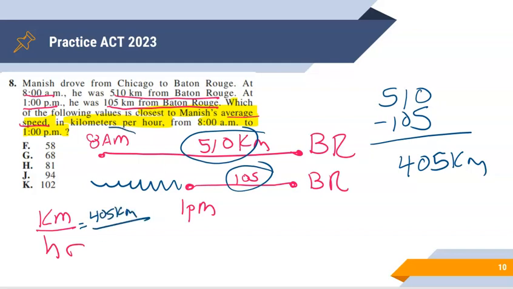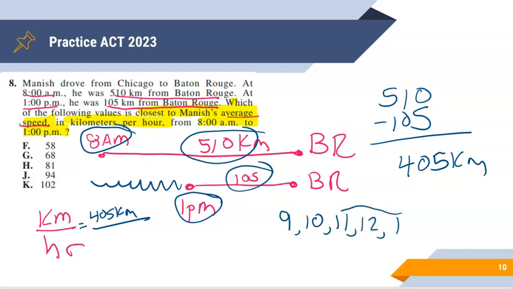Now hours. Well, how far is it from 8 a.m. to 1 p.m.? Oh, 8 a.m. to 9 a.m., 10 a.m., 11 a.m., 12, 1 p.m. That's a total of 5 hours. Now, if we divide these, we'll wind up with letter H. Again, I thought this one was a bit of a stinker.